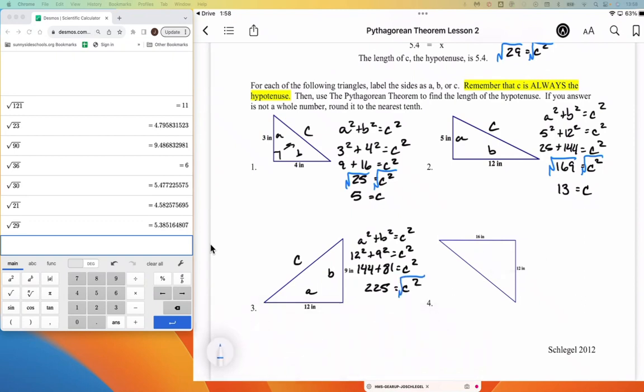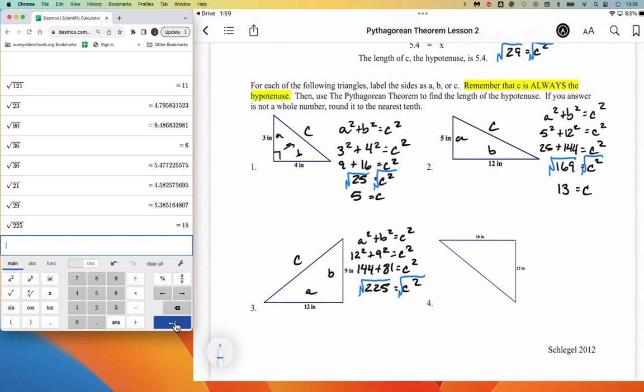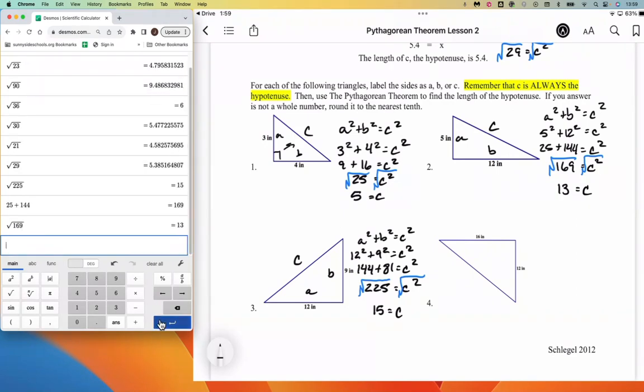And that's going to give us the square root of both of those. Square root of 225 is 15. I'm going to check that square root of 169 really quick. It is 13. Very good.